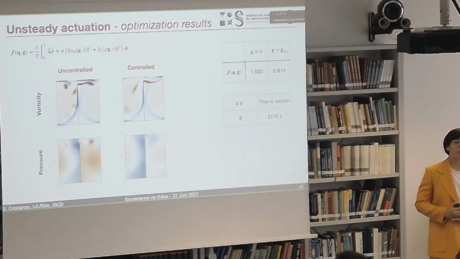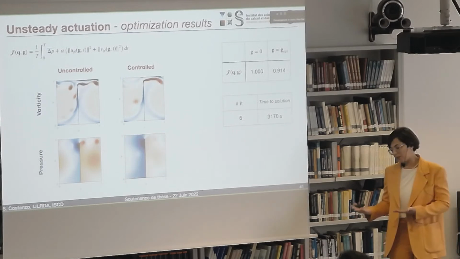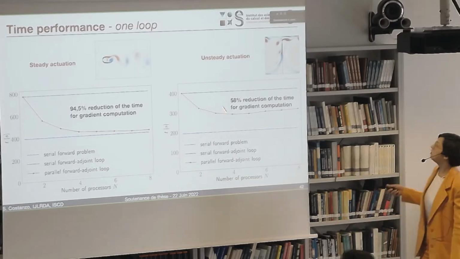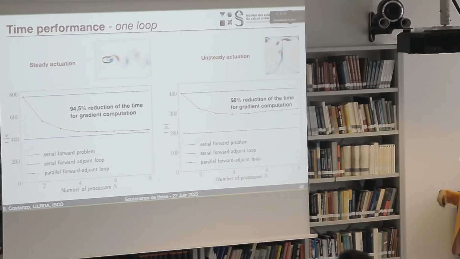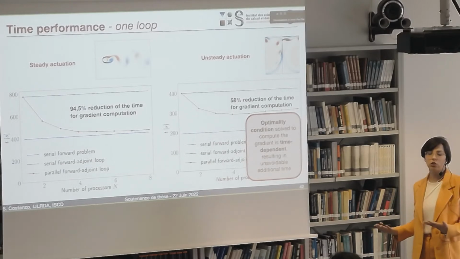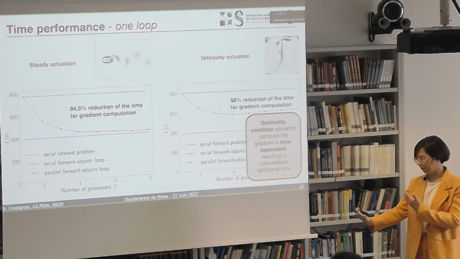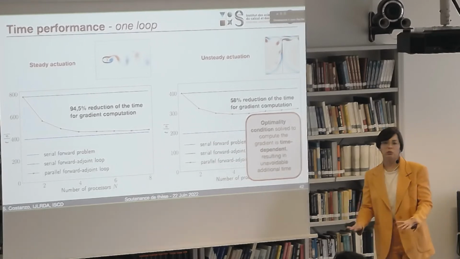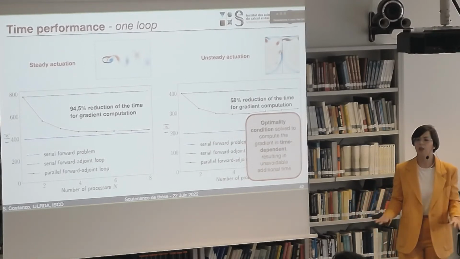So this was a toy problem we used, not to check the physics, but to see what happens with the algorithm. Okay? Now, in this case, we reduce the time for the computation of the gradient by 58%. This is given by the fact that now the variable depends on the time. So my optimality condition at the end has an extra dimension, and depending on the type of control, we will have to compute this matrix. This takes time that we cannot avoid.